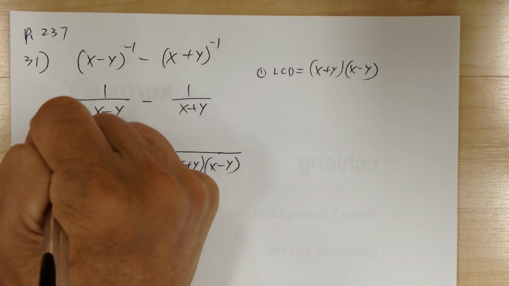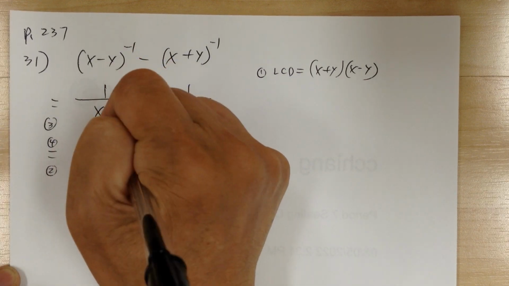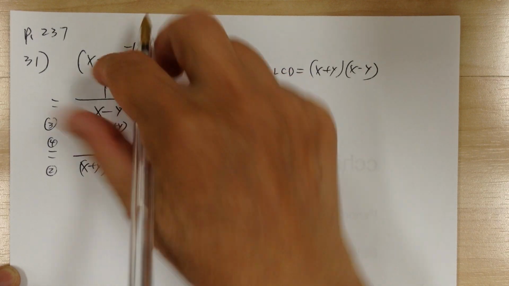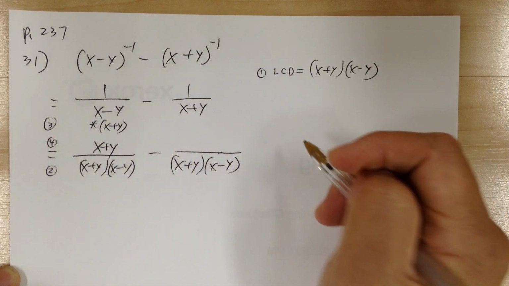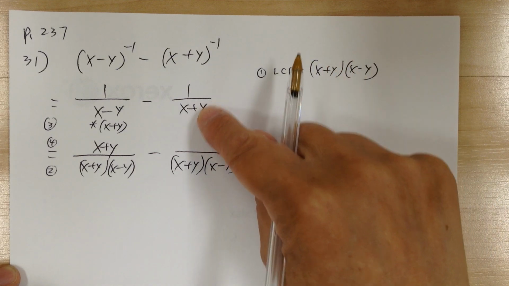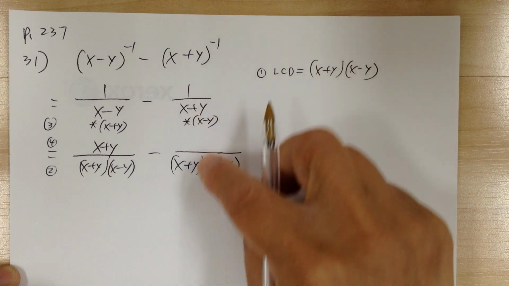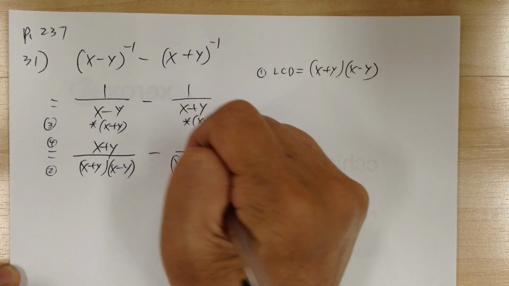Step 4 is multiply. When you multiply the bottom, you get the denominator. When you multiply the top, you get the numerator. Same thing over here. From here to here, you need to multiply by x minus y. So this gives you the bottom, and this gives you the top.